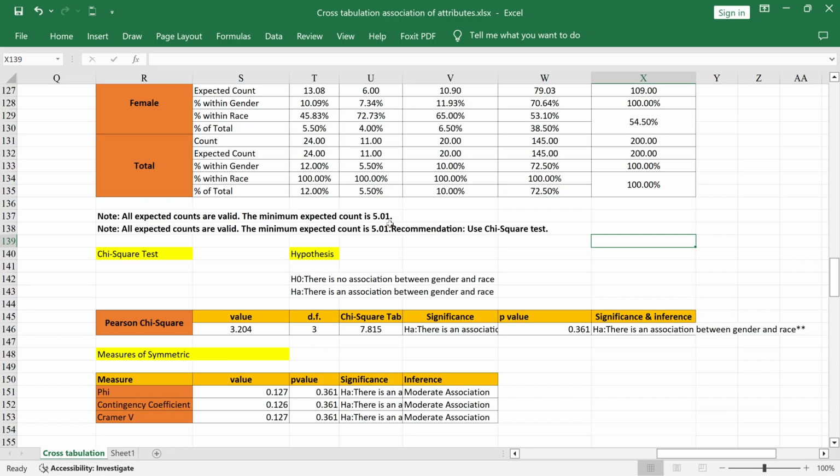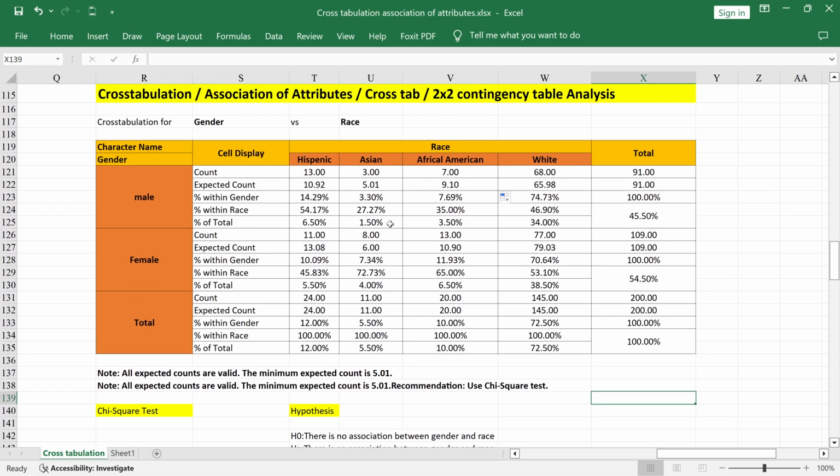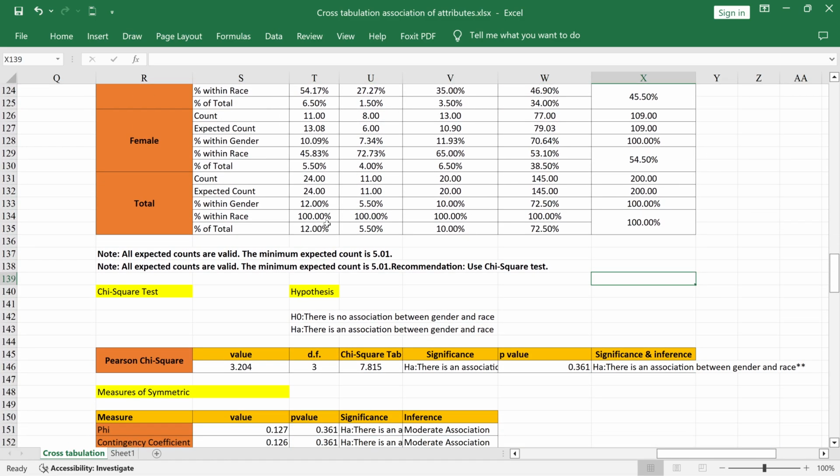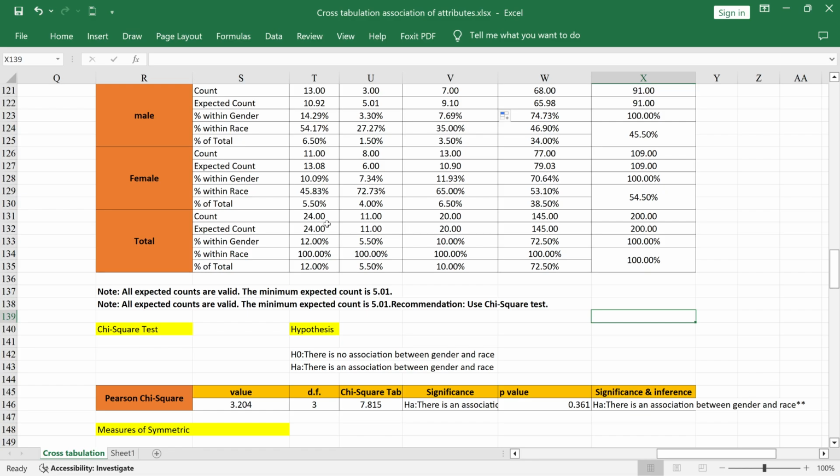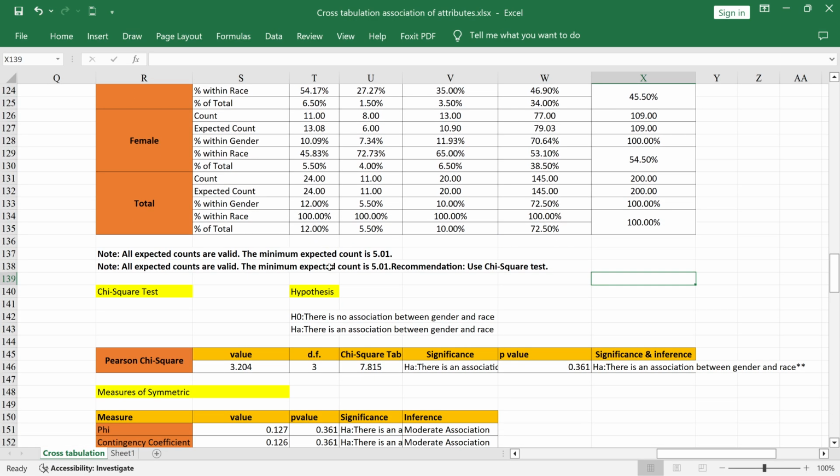Okay, let's discuss the chi-square test. Now we found the number of males in a particular race, the number of females in a particular race, and the total number. So we already find these types of answers from this table. But exactly we would like to know whether there is an actual, statistical association between race and gender or not. So we are going to use the chi-square test for this.